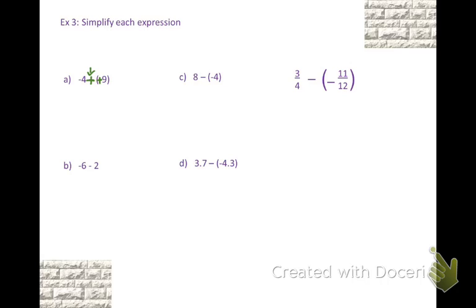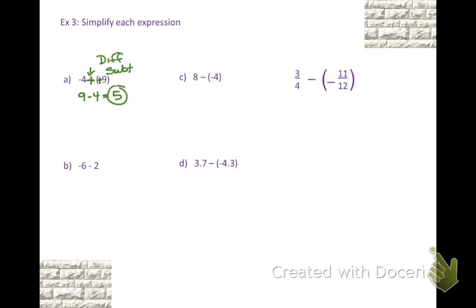They are different signs, so we are going to subtract. So I'm going to do 9 minus 4, which equals 5. And then I see which one's the bigger number. 9 is bigger, and it is now a positive. So your answer would be 5.